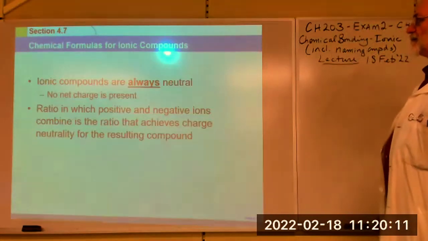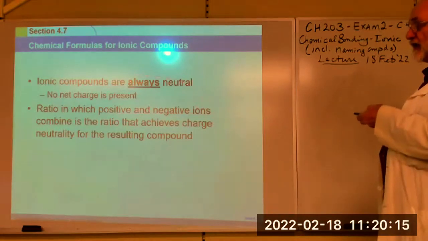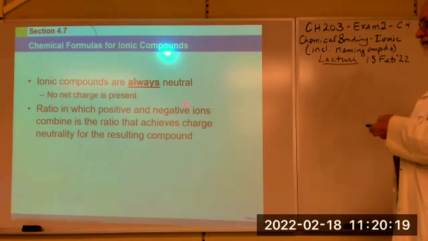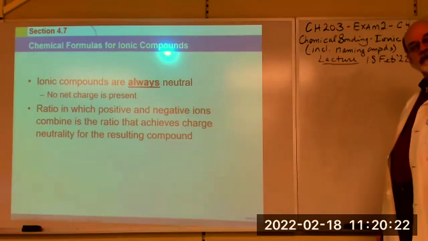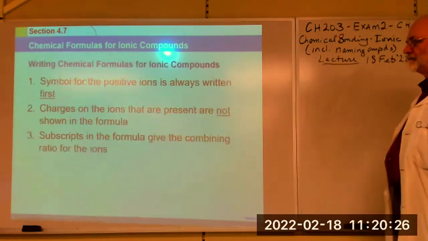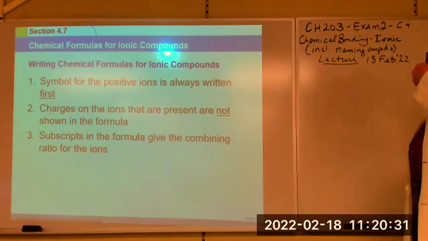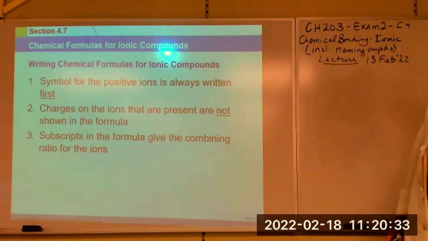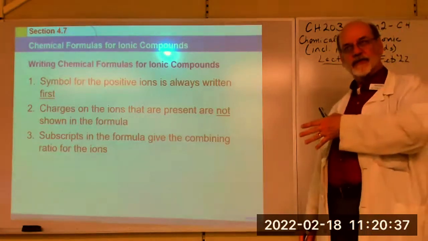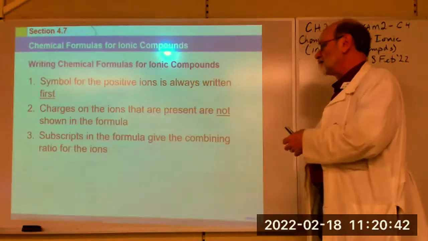Right. We're still beating that dead horse. Ionic compounds are always neutral. And you just ratio the ions so that you get neutrality. All right, when we write the compounds, we're going to start with ionic compounds and move into covalent using some of the things we've learned from the ionic compounds.